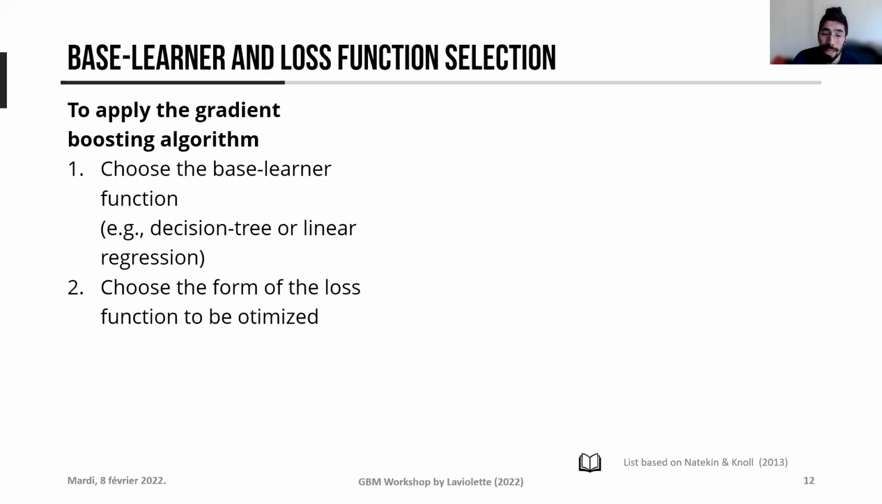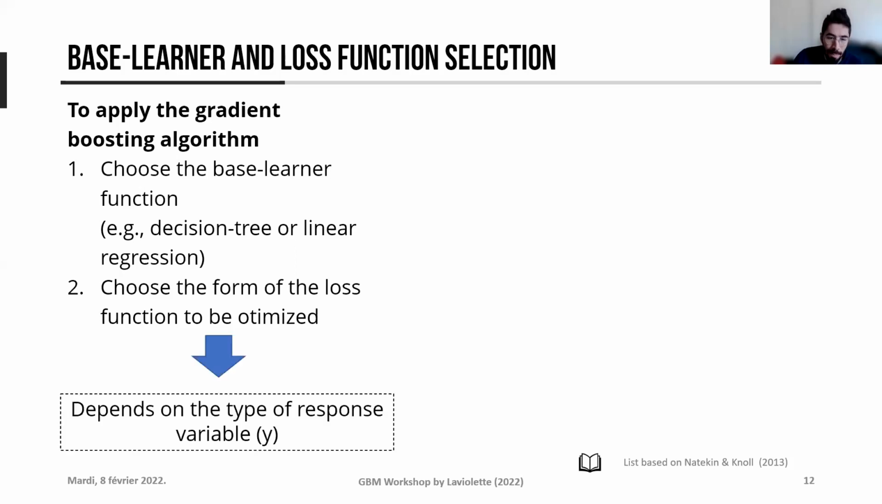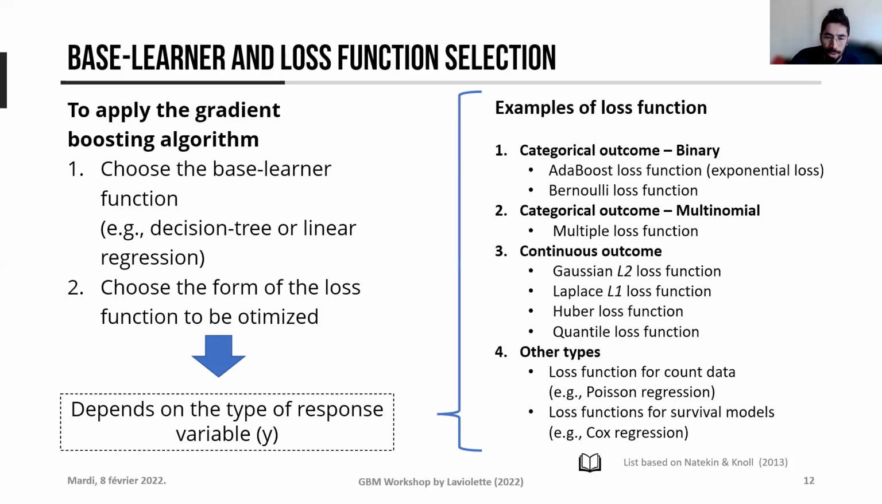Once we choose our base learner, we choose the form of the loss function to be optimized. That's where the generalization made by Jérôme Friedman comes in. It allows us to use any loss function that can be optimized. And the loss function depends on the type of variable that we want to predict. You don't have to learn all this by heart. You just need to understand what kind of loss function should be applied, and in the different packages in R and the same in Python, you can choose from those functions depending on the outcome variable you're trying to predict.